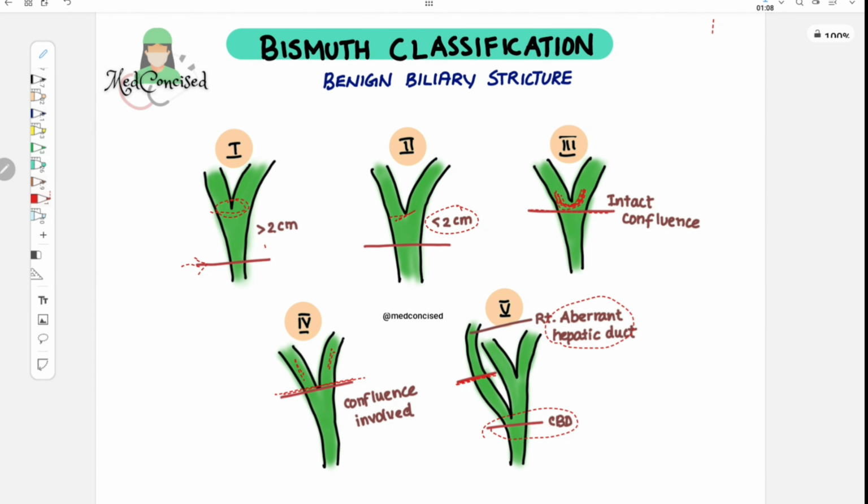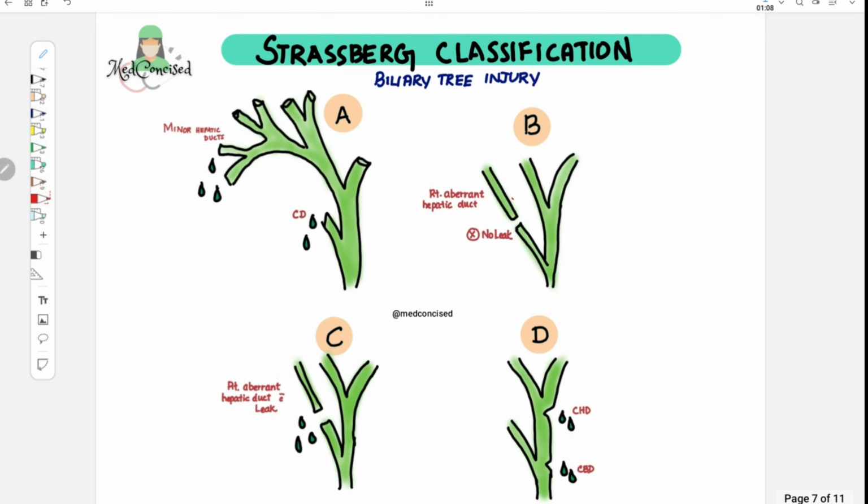So type 1 is more than 2 cm from the confluence, type 2 is less than 2 cm from the confluence, type 3 is near the confluence but the confluence is still intact. In type 4 the confluence is destroyed, and in type 5 there is involvement of the right aberrant hepatic duct and the CBD.